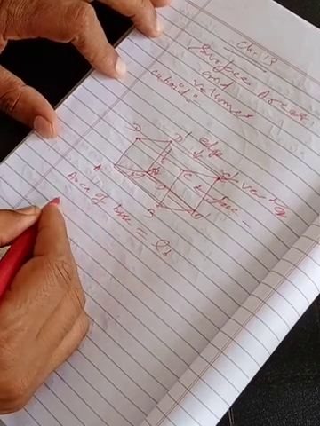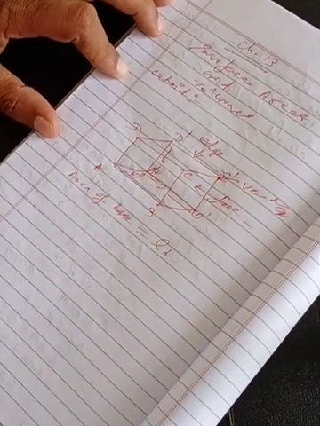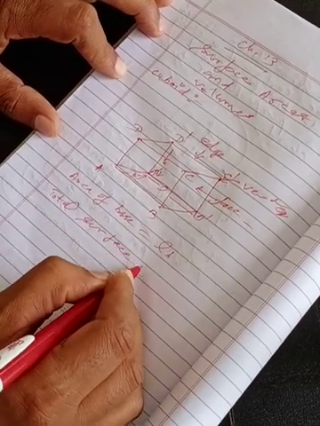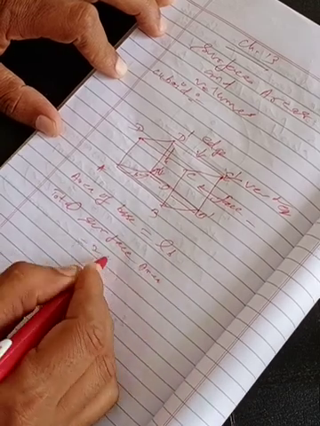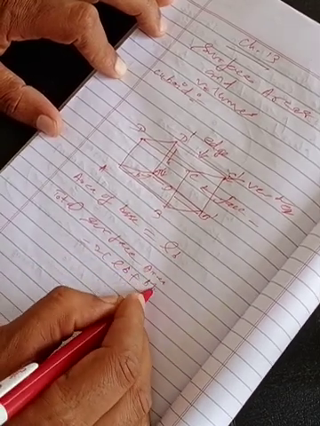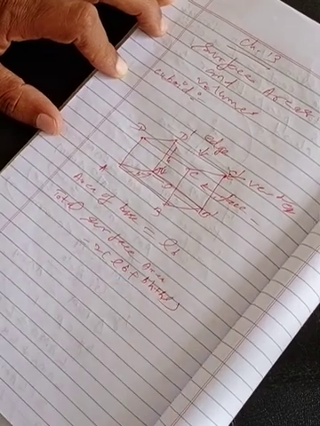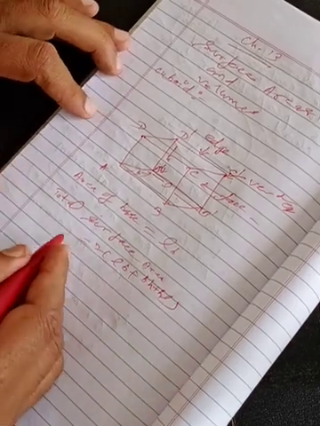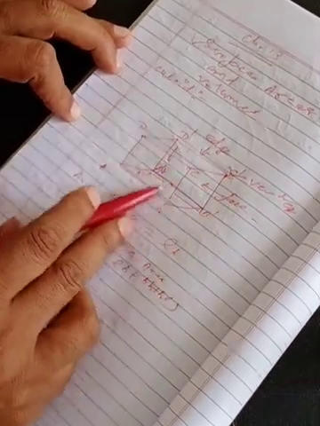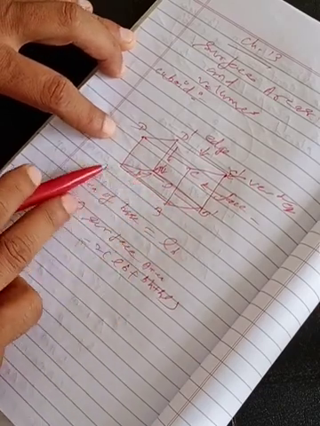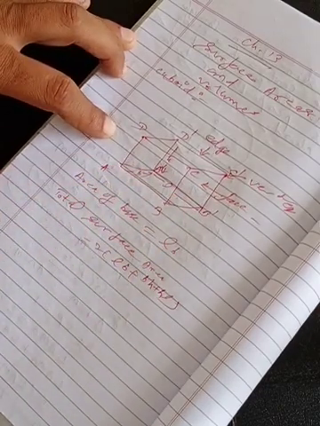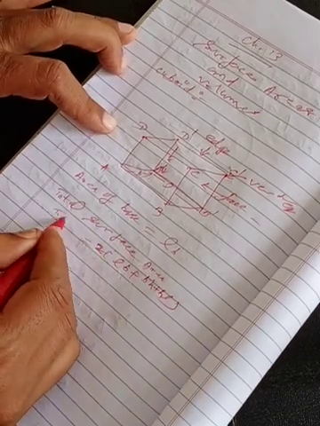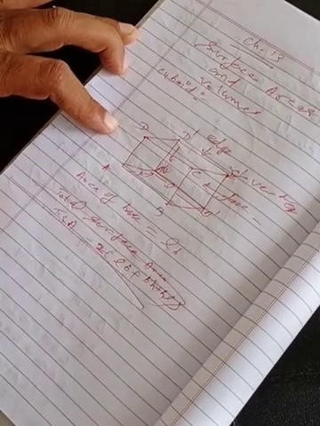Now we want to find its TSA, total surface area. How will it come? It will come like 2 times (L into B plus B into H plus H into L). This is the formula. Total surface area means the area of all the faces. 6 faces are there, and you have to find its TSA. So the formula of TSA is this.